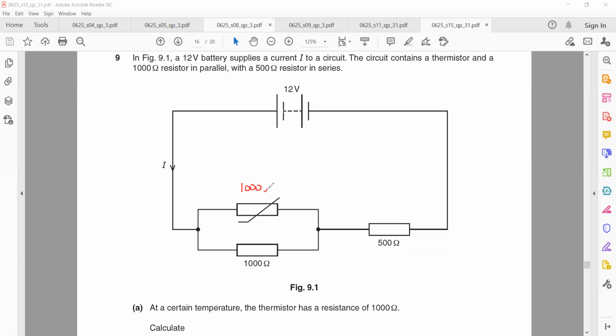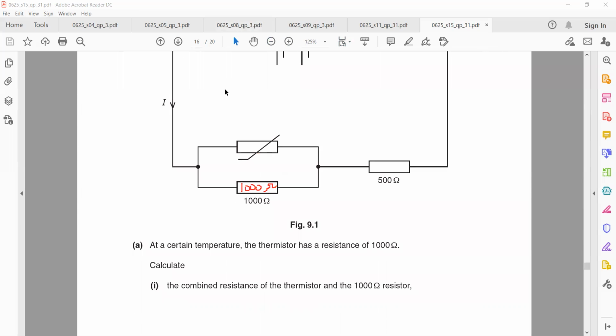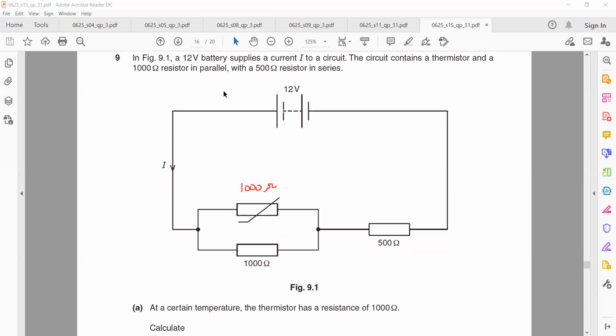So 1000 ohms. Now they're asking the combined resistance of the thermistor and the 1000 ohm. What is the combined resistance for these two only? They asked only for these two. What's the combined resistance? Their 1000, product 2000, divided, no, they are parallel. If they are parallel, the formula is the product divided by the sum. The product of the two resistors divided by the sum. What's the answer? 500.